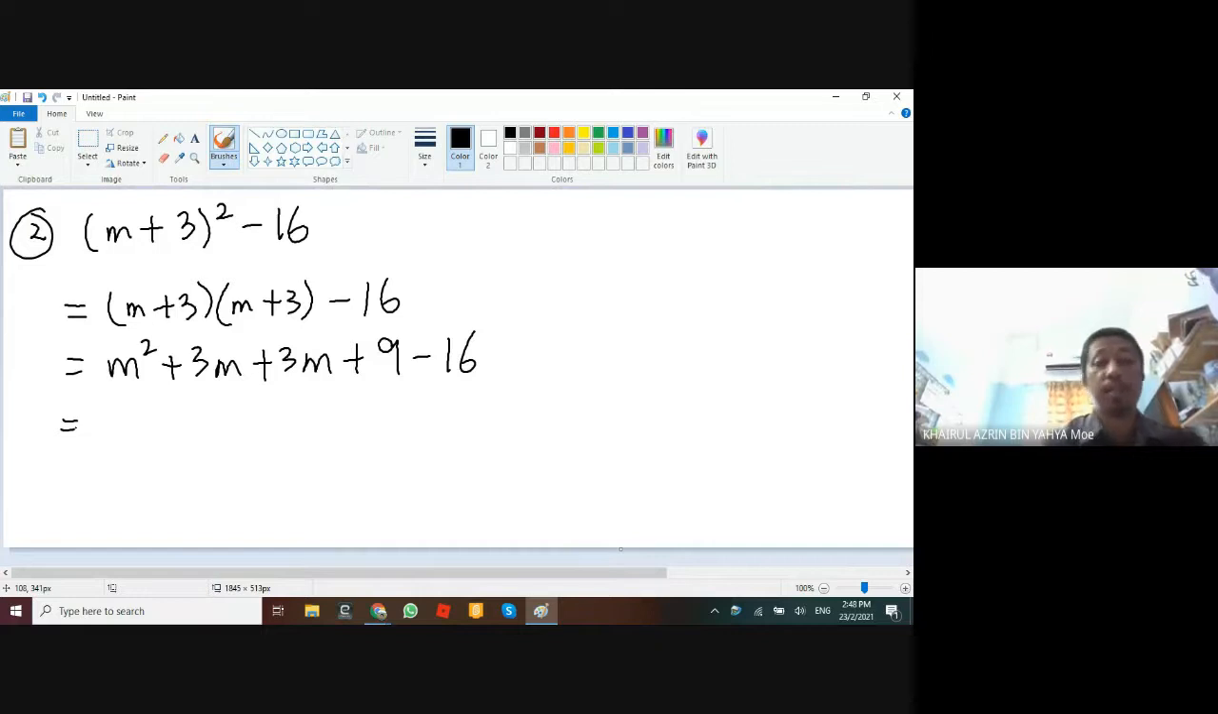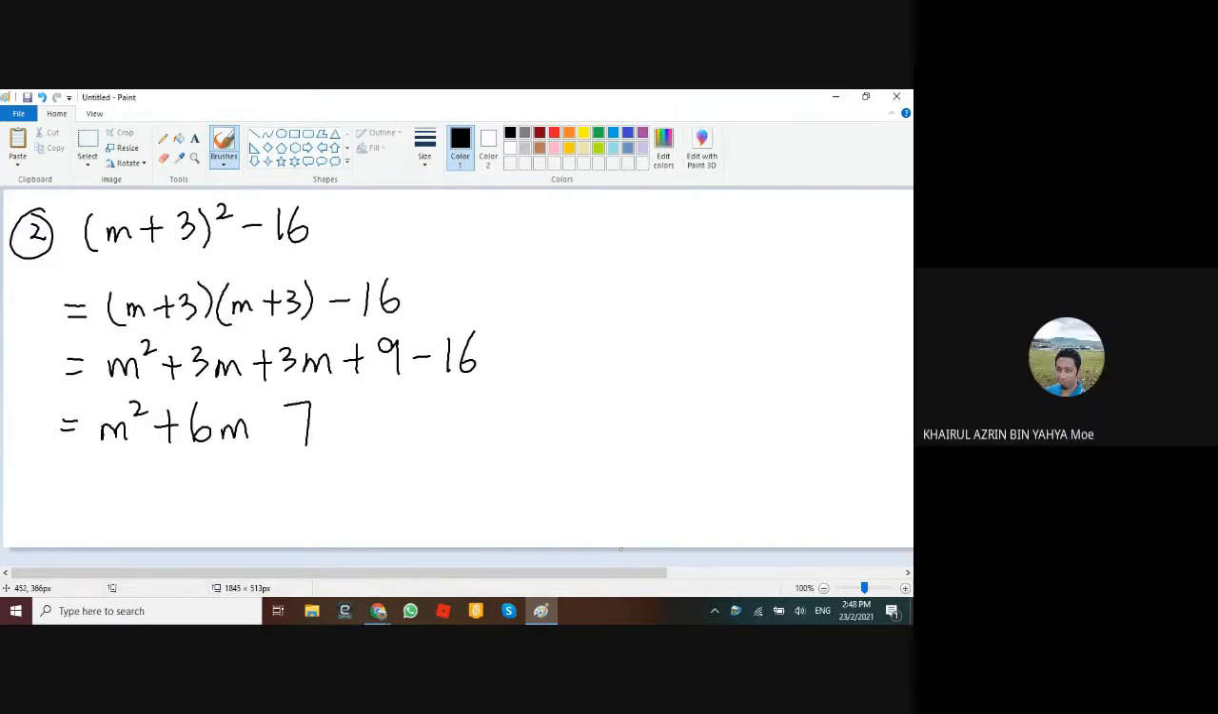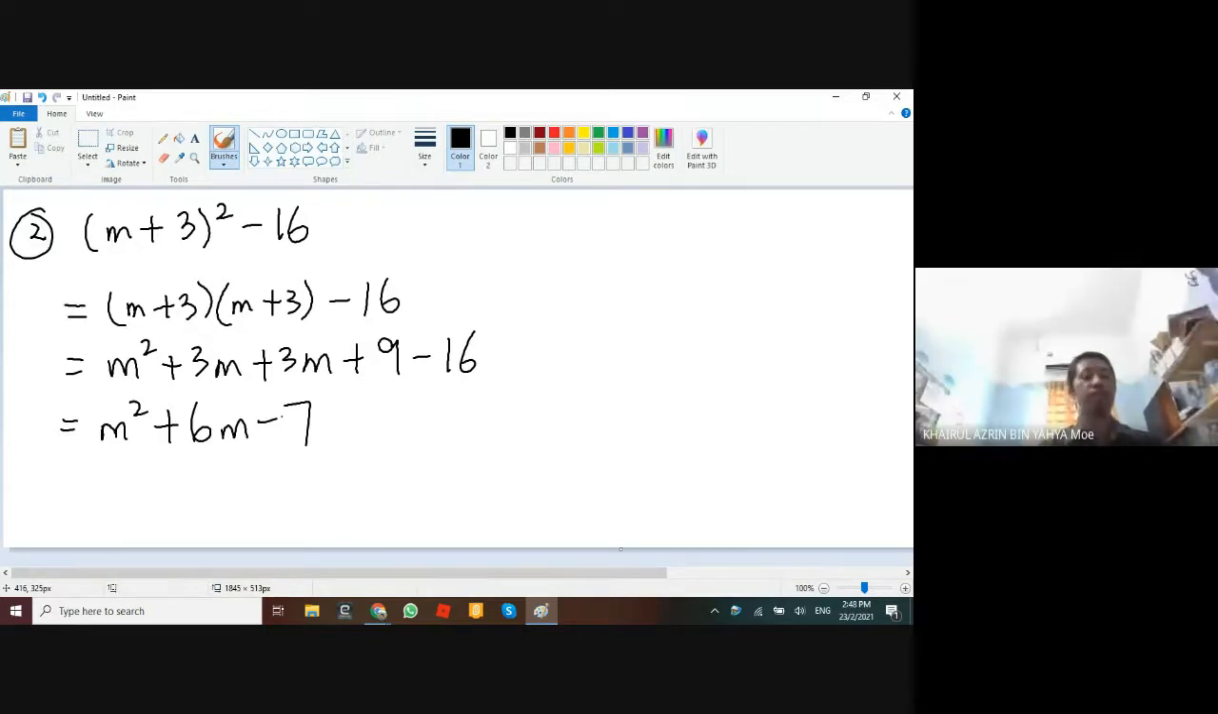Okay, so m squared, 3m plus 3m equal to 6m. 9 minus 16. 9 minus 16 is what? 7, right? Positive or negative? Negative. So this is the answer: m squared plus 6m minus 7. Okay, so this is the answer for question number 2.